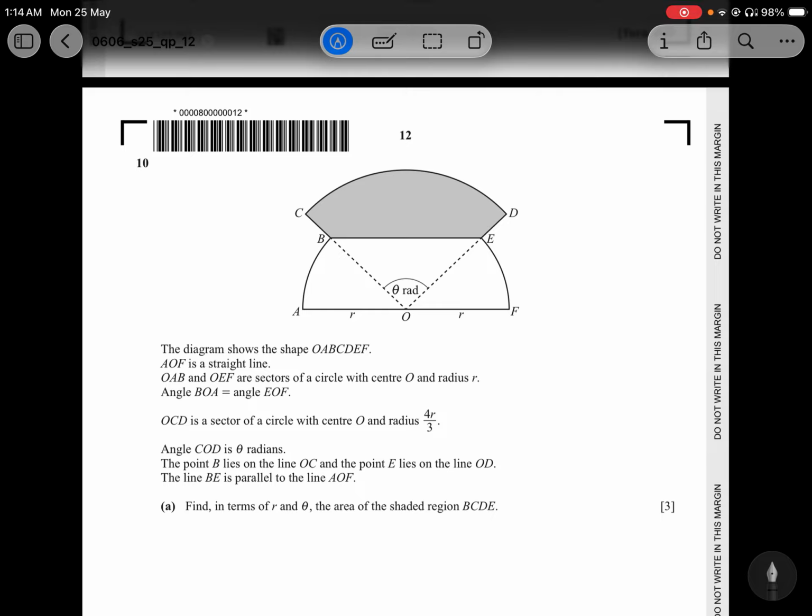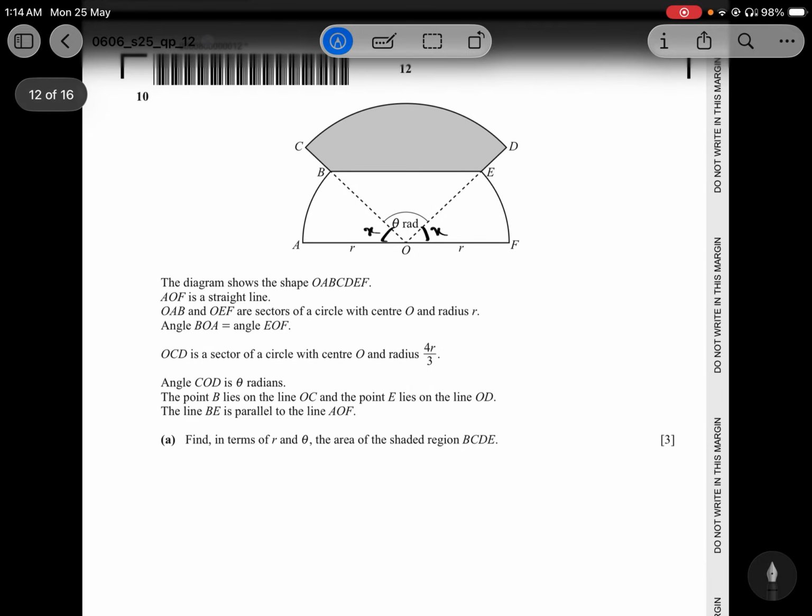The angle BOA is equal to EOF. Okay, so if this is x, it should be x as well. OCD is a sector of the circle with center O and radius 4r/3. Find, in terms of r and theta, the area of the region BCDE.